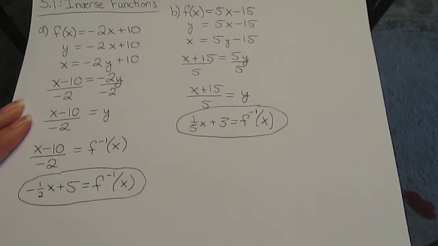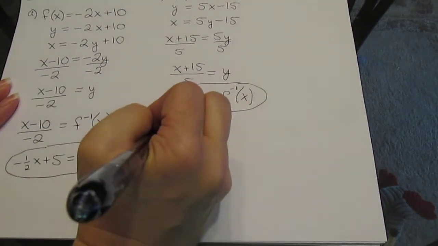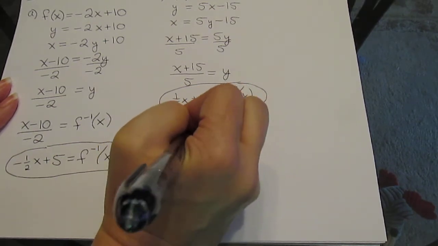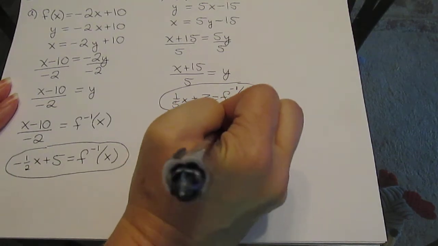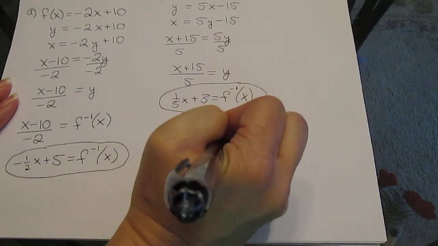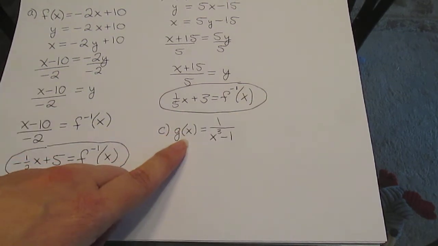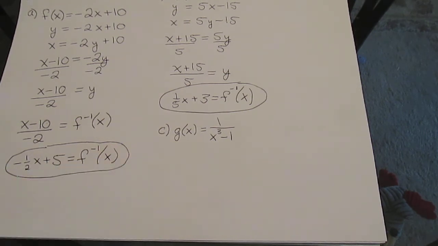Okay, I'd like to do one more example just so I can change it up a little bit. Part C, they gave me g of x equals 1/x cubed minus 1. Okay, well, it's okay if they label it something different. It's just the name of the function. Okay, so g of x in this case, but we're going to start with the same steps.